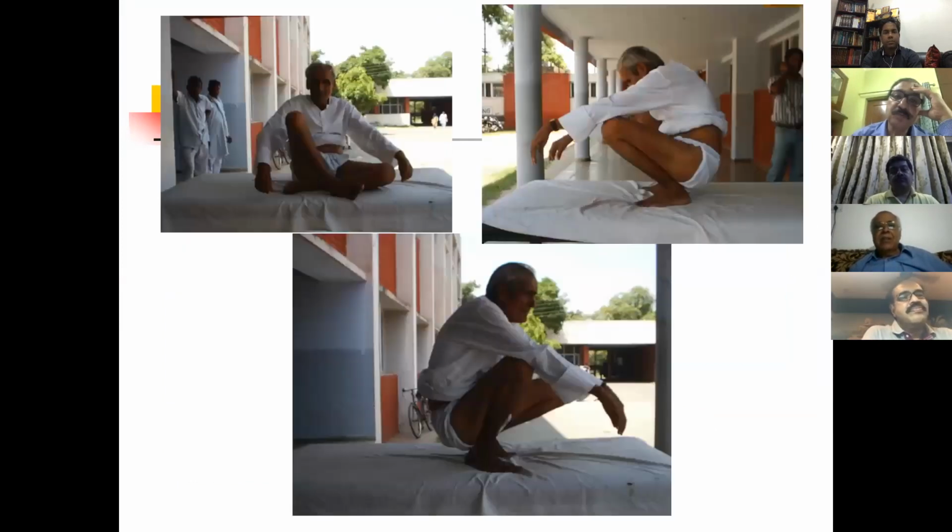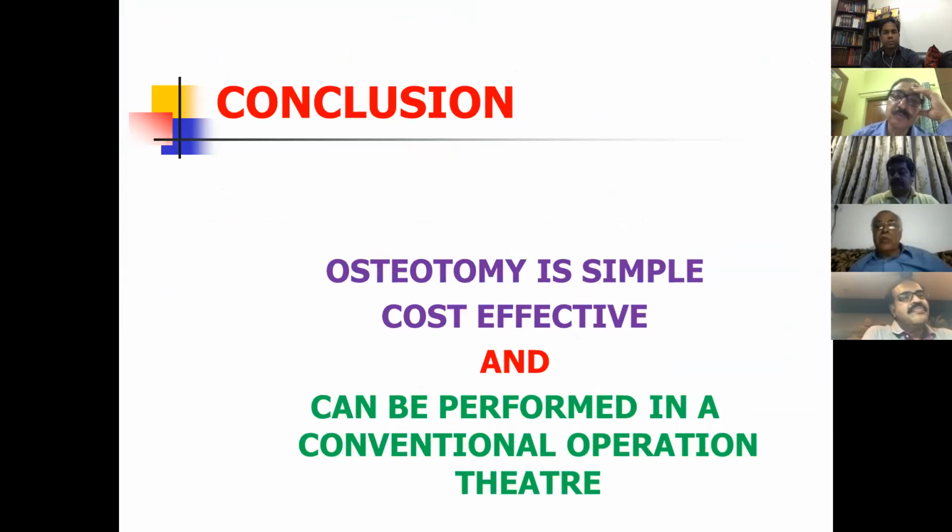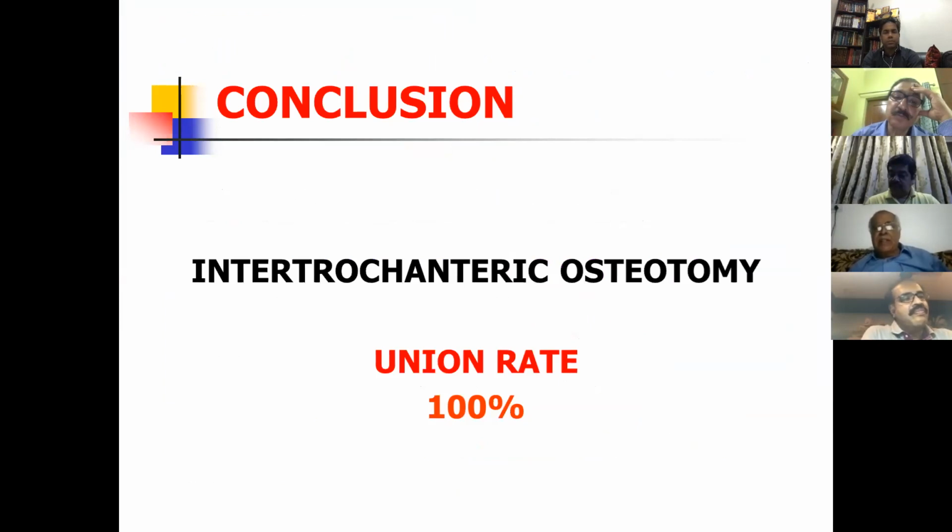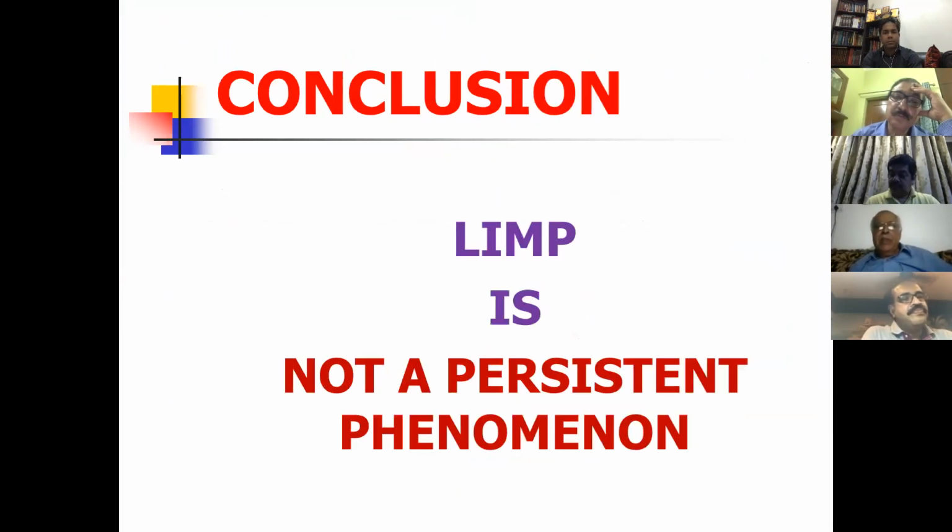Dr. Maggu, please summarize. Now I'm summarizing and just telling you osteotomy is a simple procedure, cost-effective, can be performed in a convention center. Union rate is 100% of the osteotomy. Be clear, osteotomy unites 100%. Limp is not always the phenomenon.